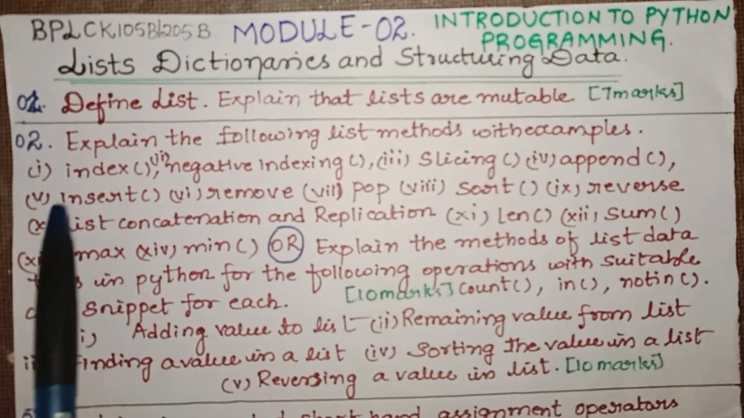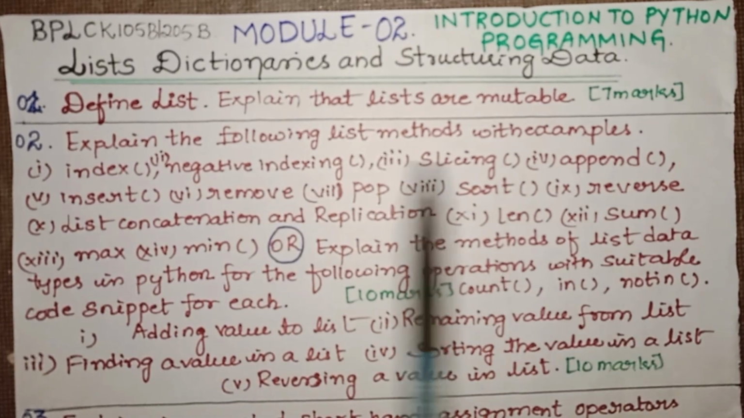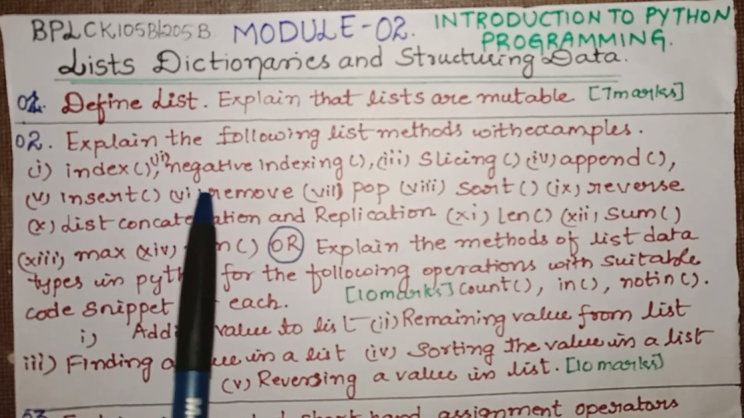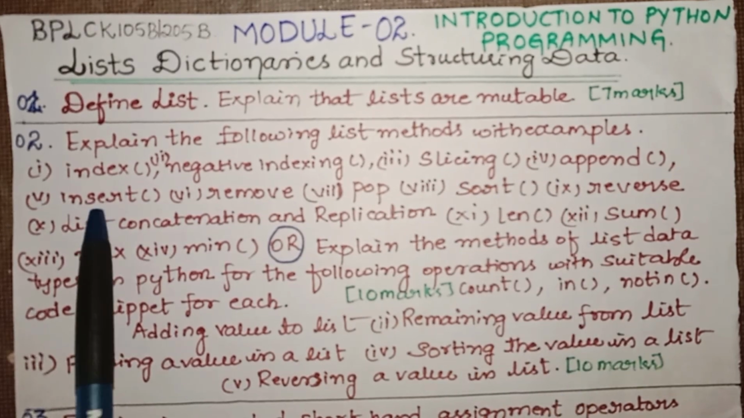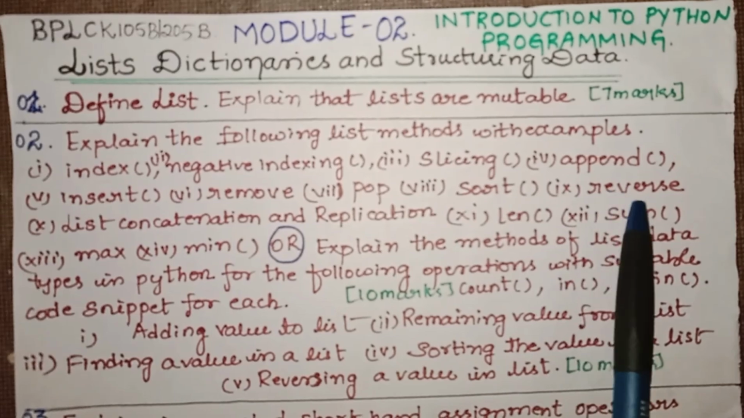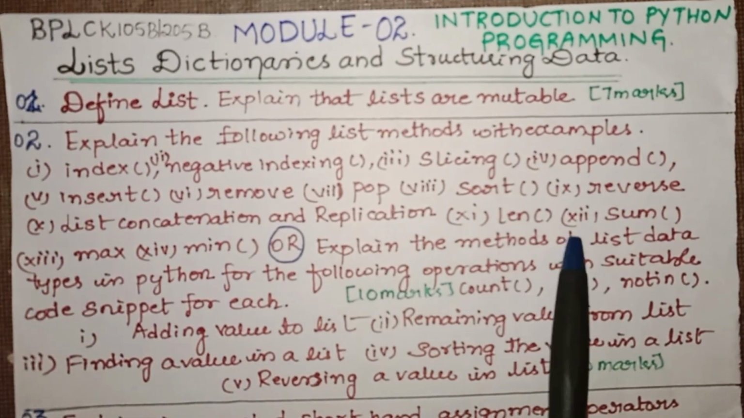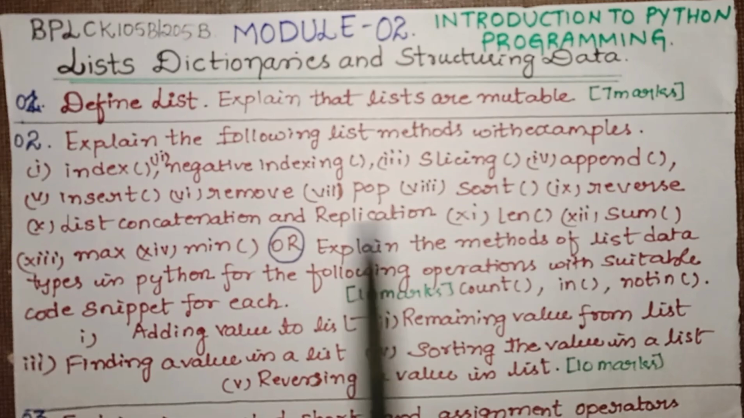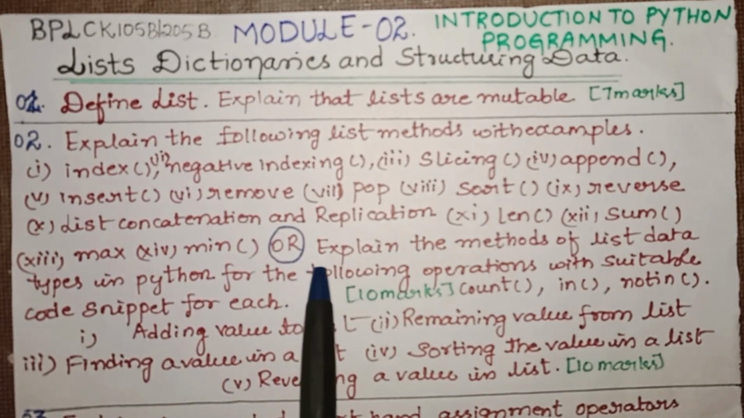And the second question is: explain the following list methods with example, that is index, negative indexing, slicing, append, insert, remove, pop, sort, reverse, list concatenation and replication, the len function, sum, maximum, minimum, or they also ask like this.